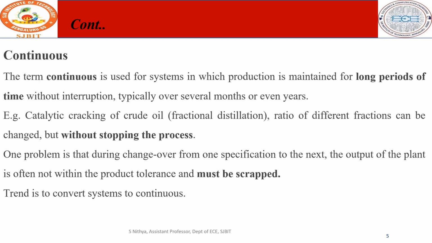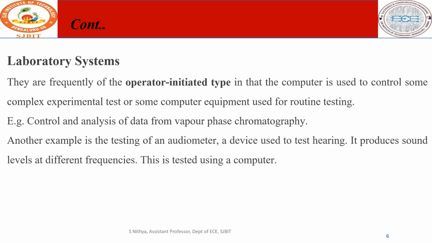So this is all about the continuous process. The next is the laboratory system. It is frequently operator-installed, where a computer is used to control some complex experimental test, or some computer equipment is used for routine testing. So for routine testing, some kinds of laboratory systems are used.